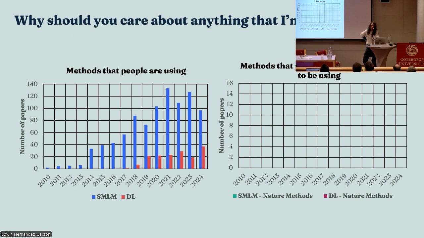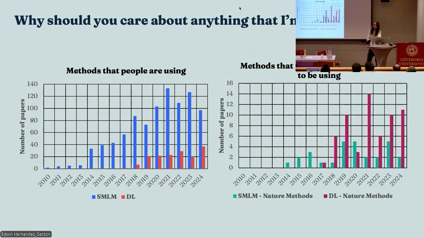But also we need to look to the future, right? And so what are the methods that people are going to be using? So same search again, but here just in Nature Methods, where we publish all our new techniques. Again, in the last 10 years, there's been a steady stream of a few developments in single molecule localization microscopy. It's still being developed. But deep learning, people are really developing these methods for microscopy. So even though people aren't using them right now, people are probably going to be using them soon, okay?